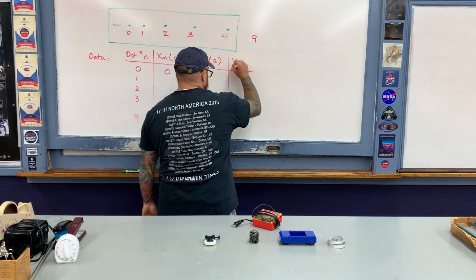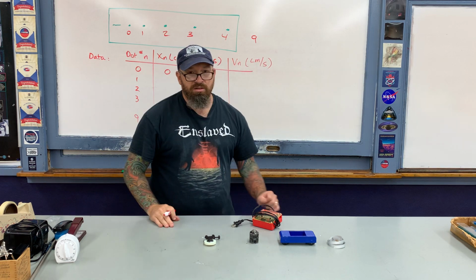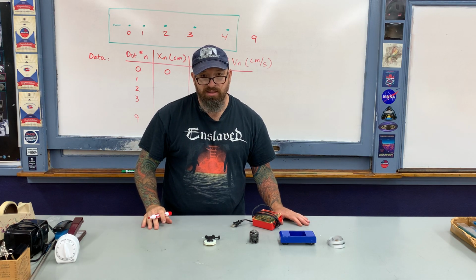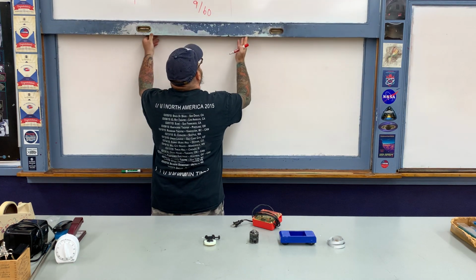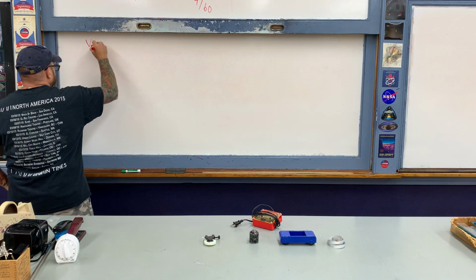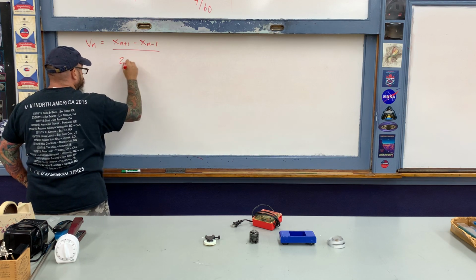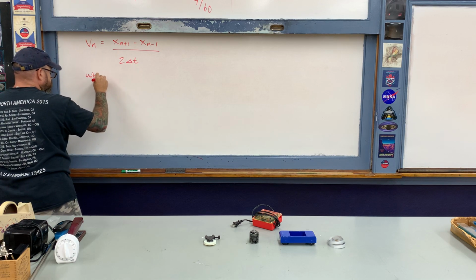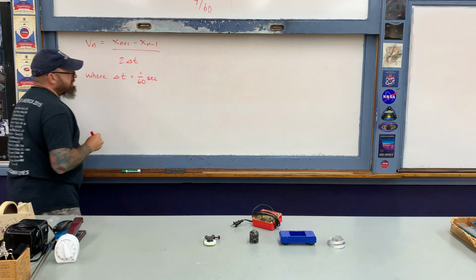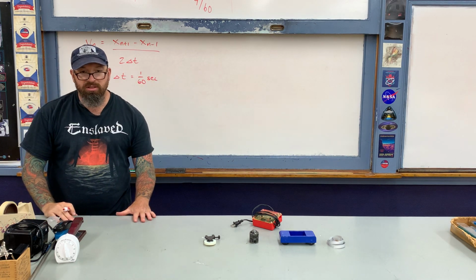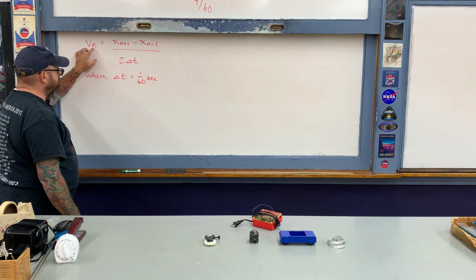It's the velocity at the nth dot in terms of centimeters per second. Here's how we calculate the velocity at the nth dot. We're going to use the following formula. Take a moment to copy this formula down and let me explain to you how it works. This formula allows us to calculate the velocity at the nth dot.